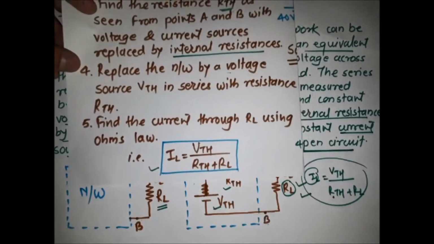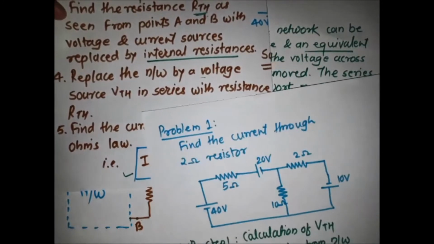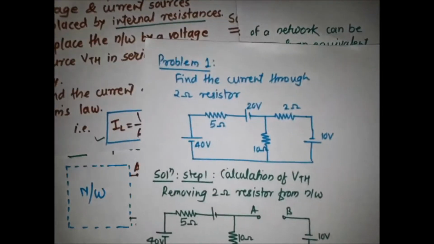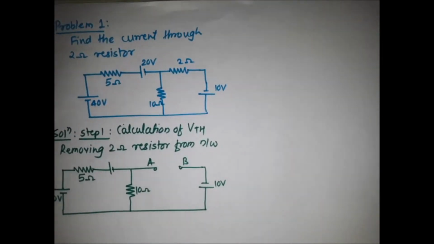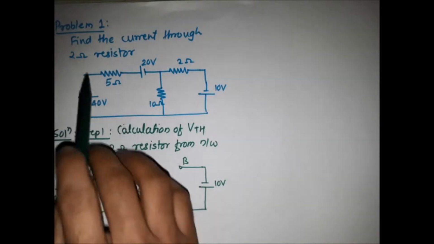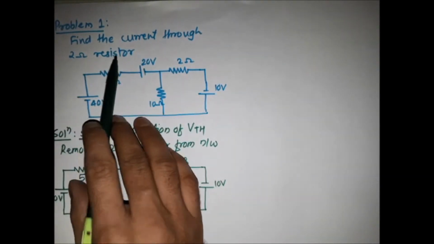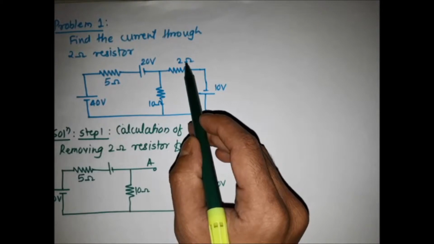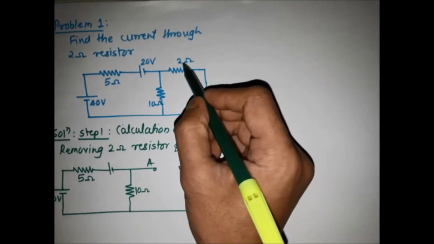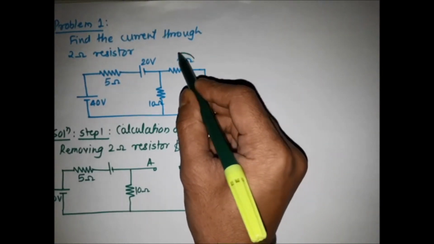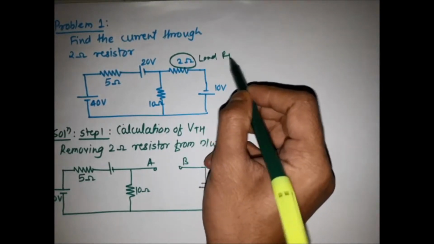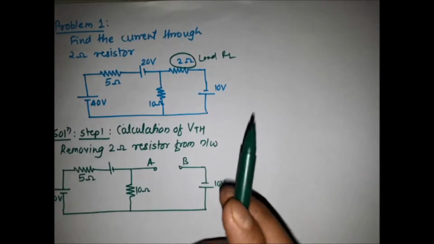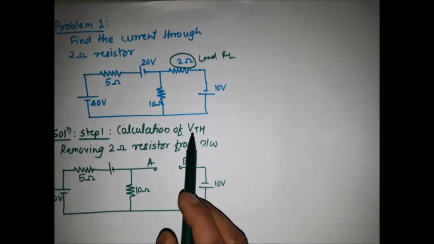Now we will see a problem based on Thevenin's theorem. Just remember all the steps. We are going stepwise. Here we have to find the current through the 2 ohm resistor. That is the resistor through which we have to find the current, so we consider it the load resistor, RL. Now the first step is the calculation of VTH.